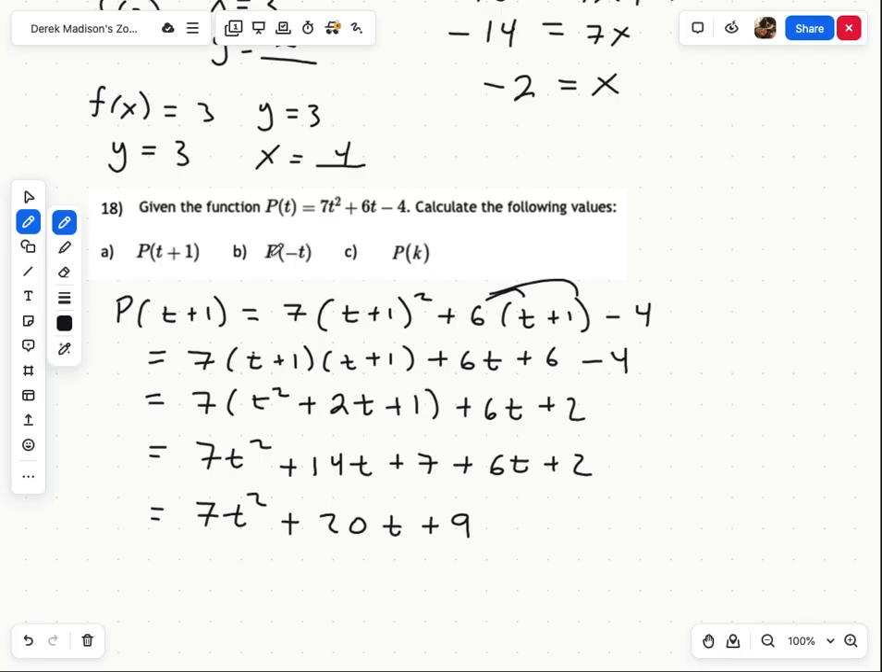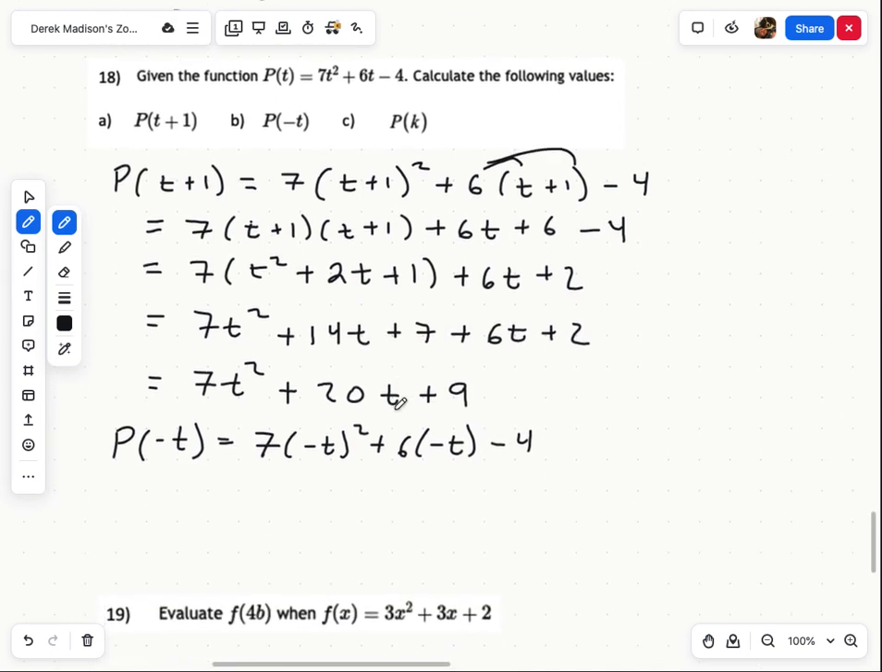Happily, these next two, parts B and C, are way easier. If I'm finding P of negative t, that just means everywhere there's a t, I plug in a negative t. I just evaluate it for the negative. That ends up being a symmetry test in later math classes. So this is going to be 7 times negative t quantity squared, 6 times negative t, and minus 4.